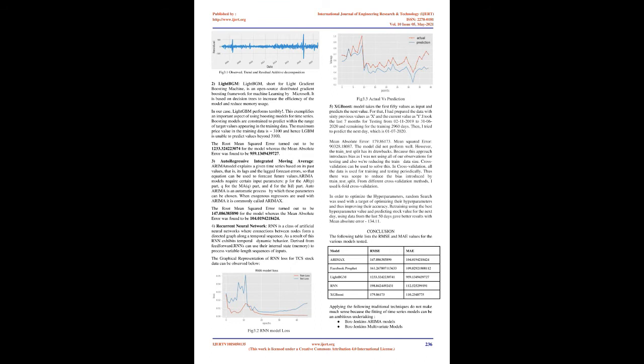3. Autoregressive integrated moving average. The ARIMA model explains a given time series based on its past values, that is, its lags and the lagged forecast errors, so that the equation can be used to forecast future values. ARIMA models require certain input parameters: p for the AR part, q for the MA part, and d for the I part. Auto-ARIMA is an automatic process by which these parameters can be chosen. When exogenous regressors are used with ARIMA, it is commonly called ARIMAX.